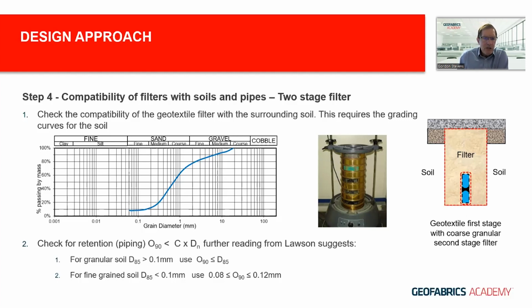And then we need to check for various filter criteria, the first being looking at piping. So this is retention to ensure that none of the fines make their way through the geotextile into your drain. For granular soils, you have a certain criteria for the O90 of the geotextile should be less than or equal to the D85 of the soil. And for fine-grained soils, the O90 for the geotextile needs to fit within those sizes shown in that formula.